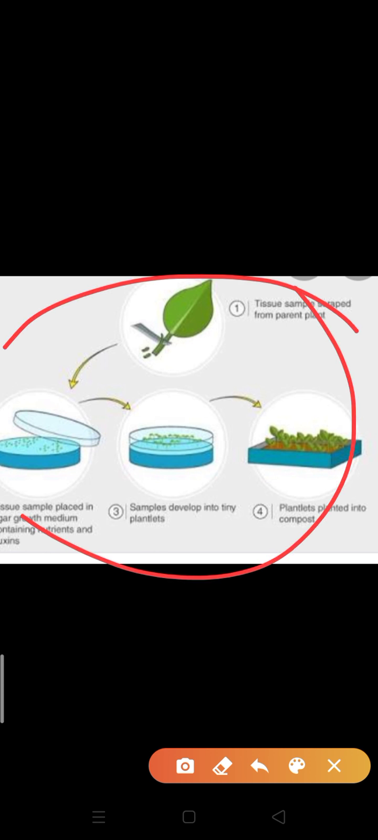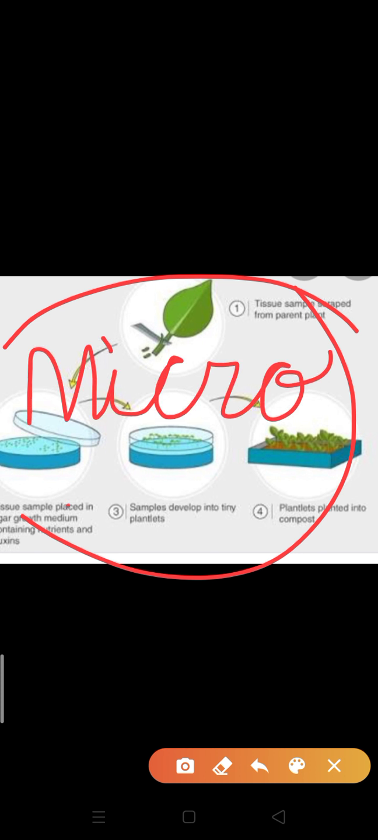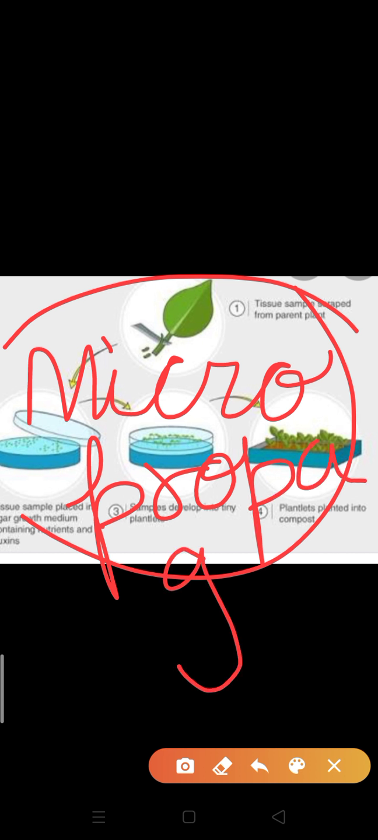This whole method is known as micropropagation. Sometimes in the exam it is asked to define micropropagation in place of plant tissue culture. At that time your answer is just similar to tissue culture, because both the processes are similar.